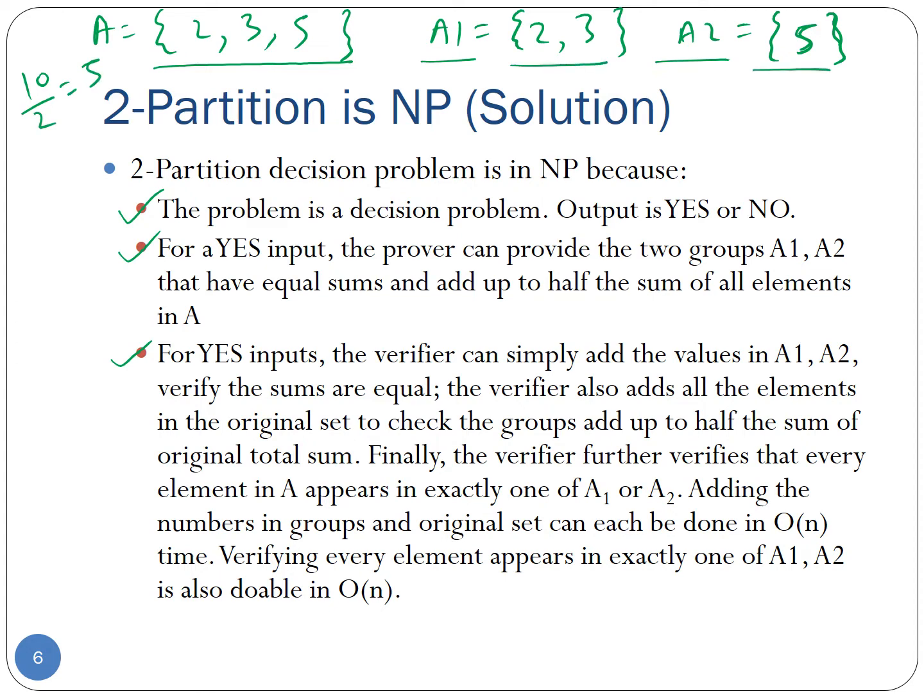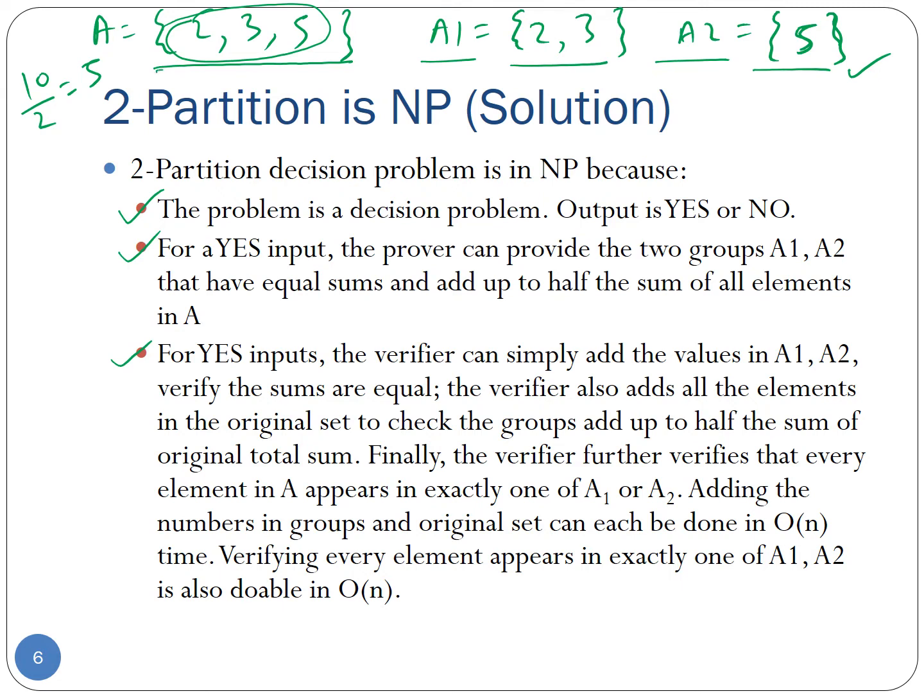It should further check that every element that appeared in A must appear in exactly one of A1 and A2. So no repetitions and no element can be left out. That is also true in this case. All of this verification can be done in polynomial time.